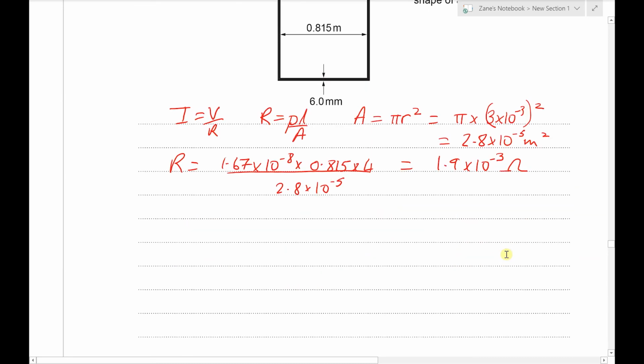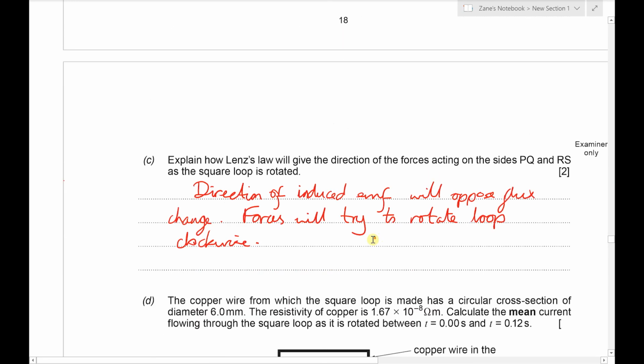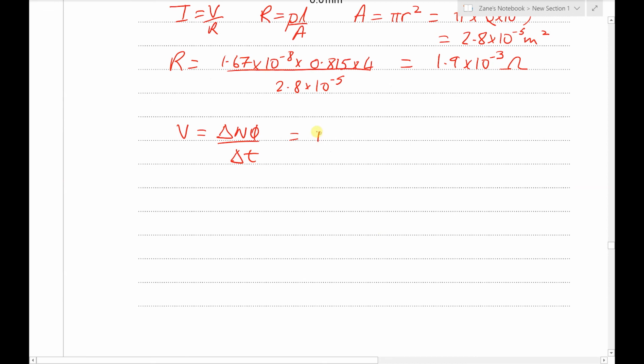Now we're still not quite ready to use I equals V over R. We've got to find V, and V is basically the induced EMF, which is calculated from the change of flux linkage per second, or the rate of change of flux linkage. Here N is 1 because it's just a single turn of wire. The flux changes from 0 in the first position to 4.3 times 10 to the minus 5 in the second position. So the flux change is 4.3 times 10 to the minus 5, and this happened in 0.12 seconds. That will give us an induced EMF of about 3.6 times 10 to the minus 4 volts.